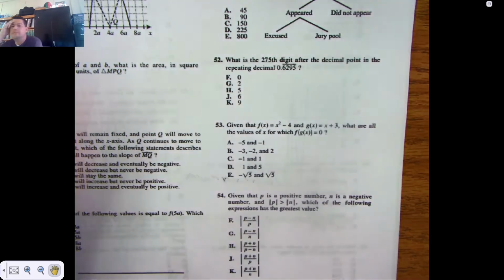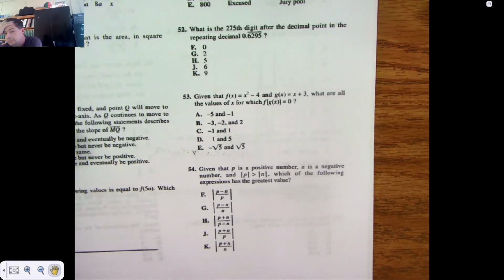Given that p is a positive number, n is a negative number, and the absolute value of p is greater than the absolute value of n, which of the following expressions has the greatest value? So here's kind of an ACT technique. You make up numbers.